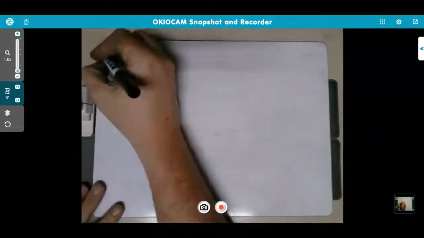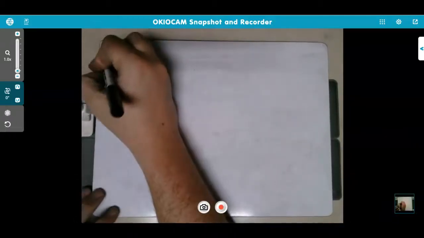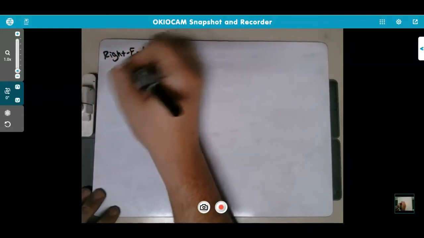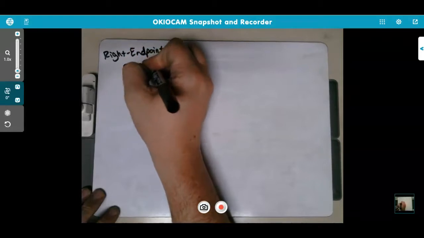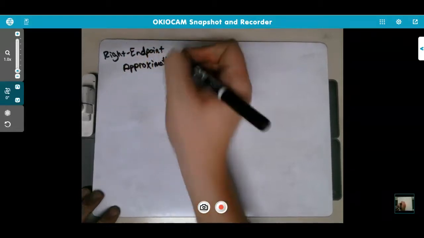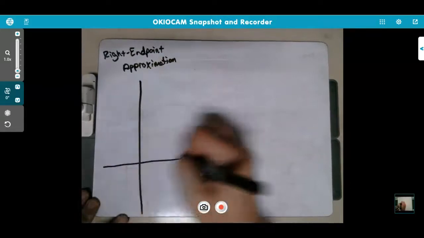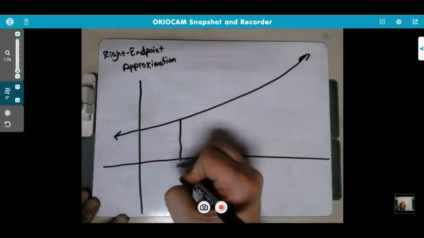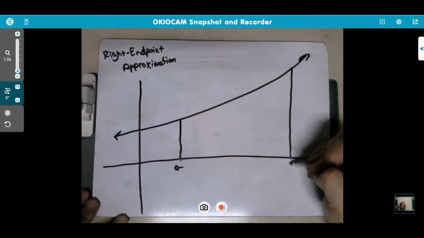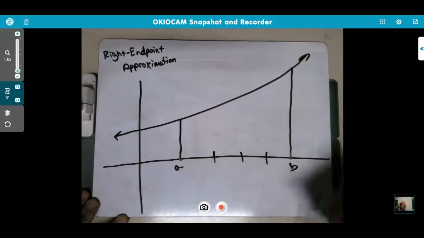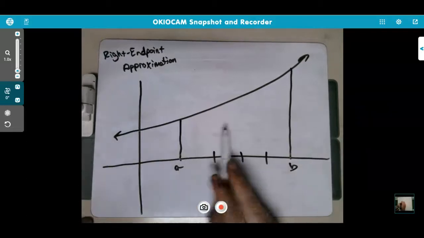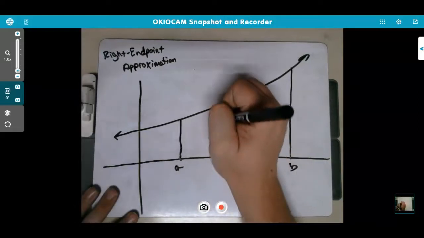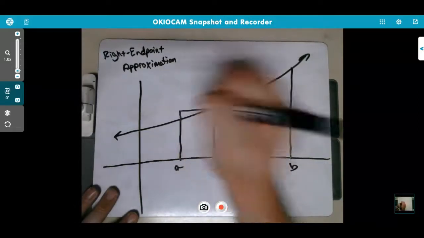So if I was doing right endpoint approximation, what I would be doing is still trying to find the area under the curve. So it's still going to look something like this from a to b, but this time when I split it up, I'm going to use the right points. So for this first part, instead of trying to find f of a, my height's going to be using this right-hand point, so it's going to look like this.